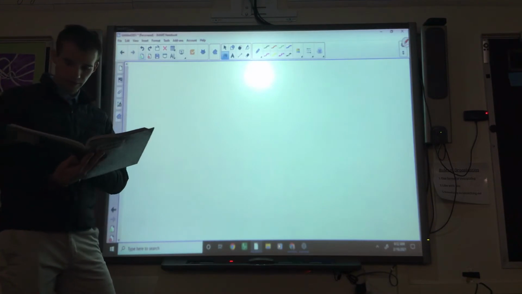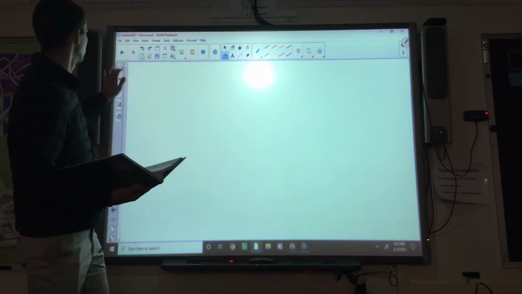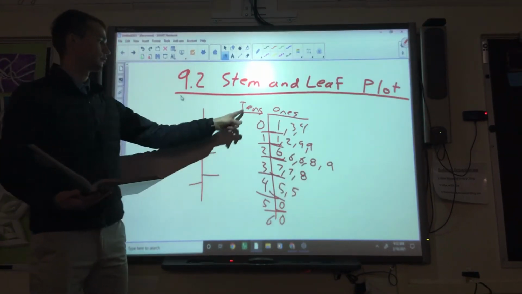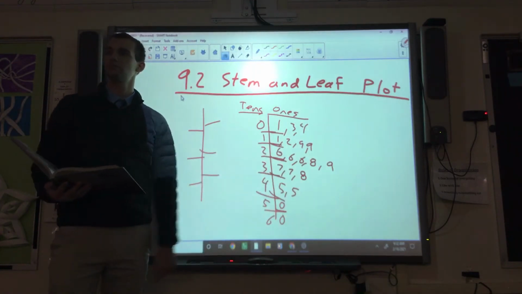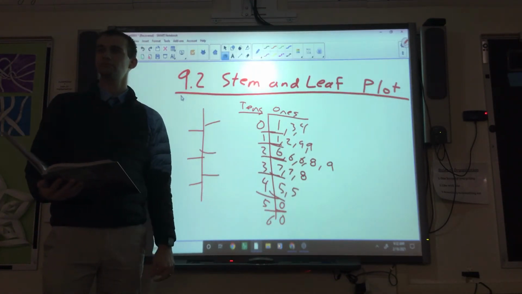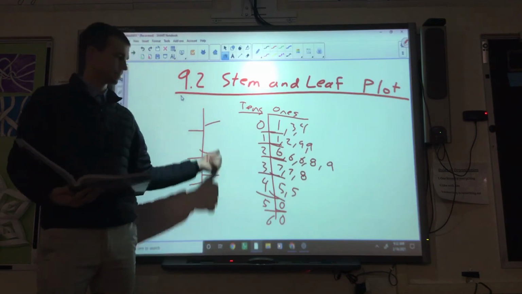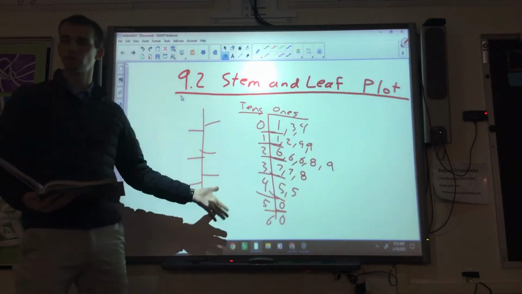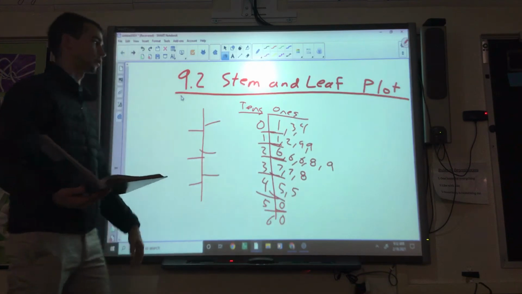So let's go on. Oh, I guess one other thing I should point out. Which one's the stem, which one's the leaves? Yep, stem and the leaves, because there's one big stem here, and there's all these leaves shooting out from it.